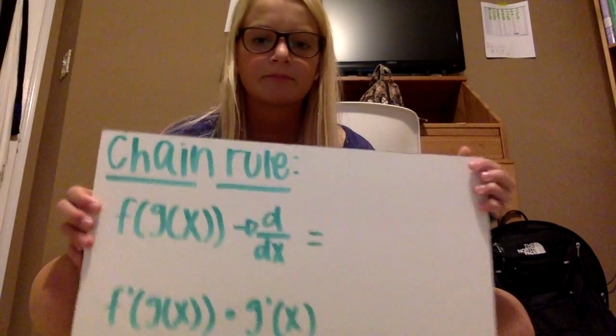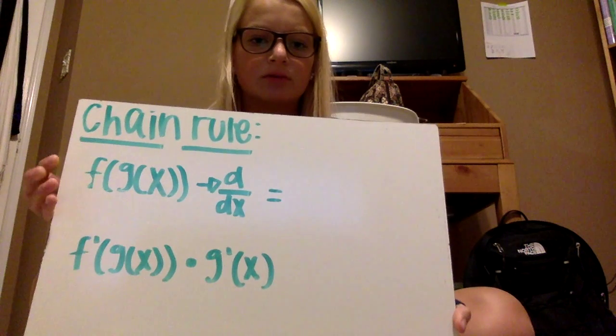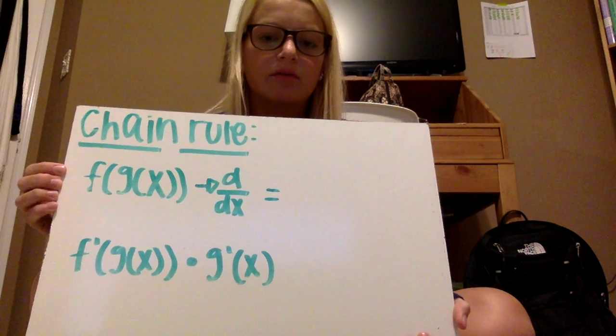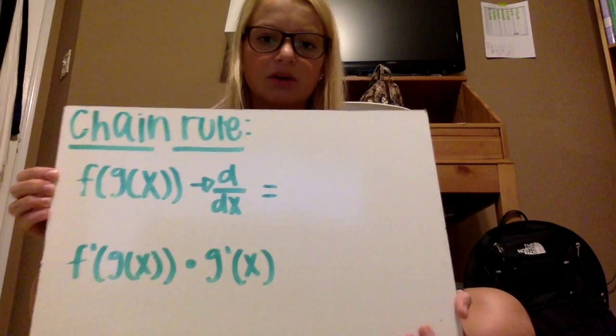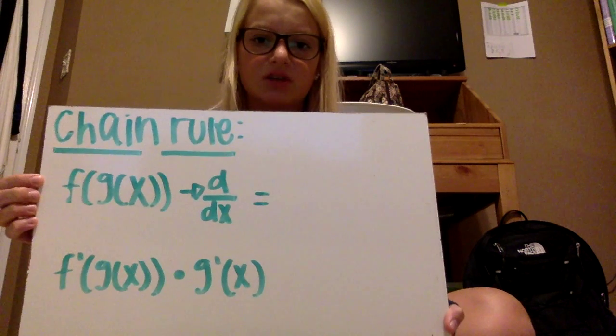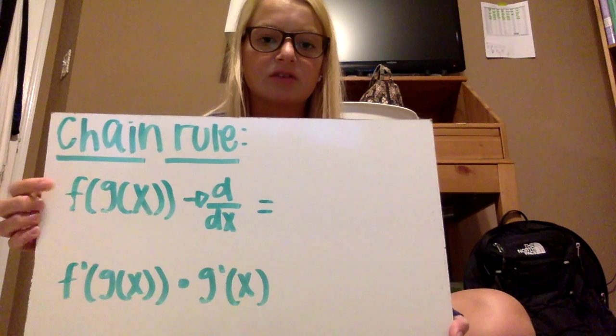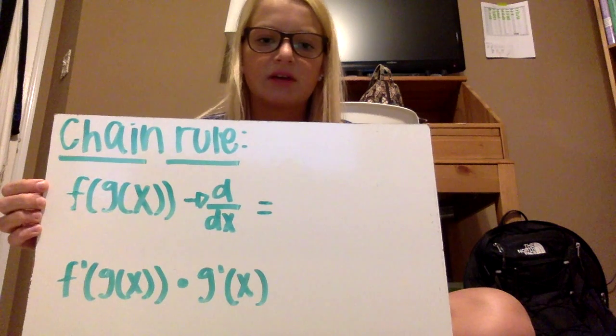Alright, hey guys, so today I'm gonna be telling y'all about finding the chain rule and solving more complex derivative problems using that. So first we're just gonna go over the definition. So a chain rule is gonna be anytime you have an equation that looks such as f of g of x and you're taking the derivative of it with relation to x.